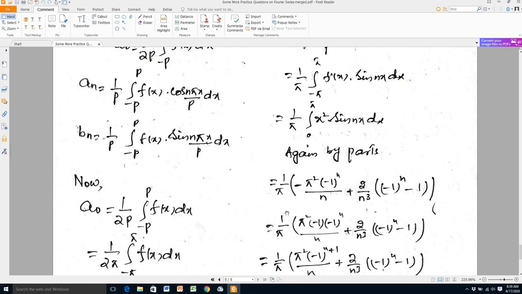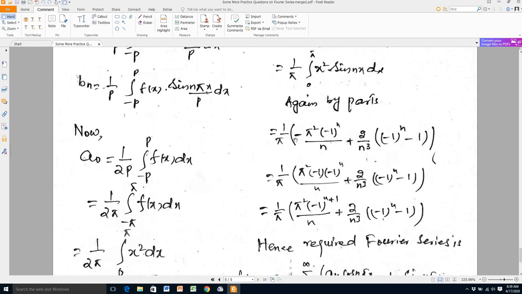You see here, this negative 1 I'm writing as pi square into minus 1, and then minus 1 raised to the power n over n, plus 2 over n cube, minus 1 raised to the power n minus 1. This negative 1 and this negative 1 raised to the power n have the same base. Use the results of exponential functions: bases are same, so powers add. In this way I am writing pi square into minus 1 raised to the power n plus 1 divided by n. Equivalently you can also write this in this form, 2 over n square, minus 1 raised to the power n minus 1.